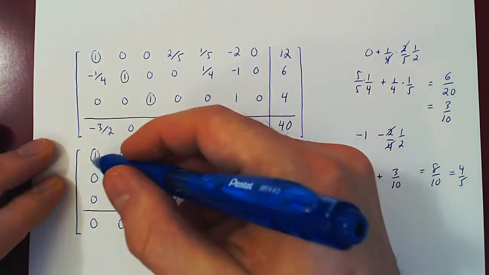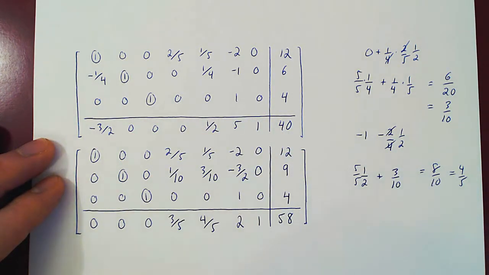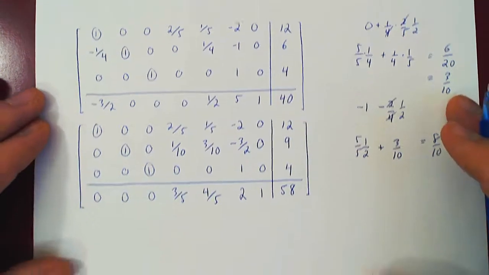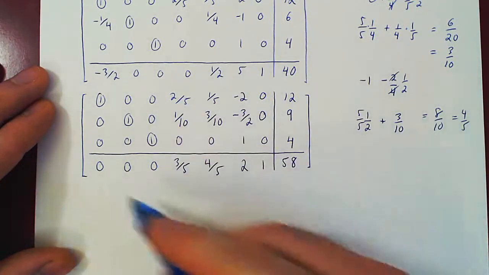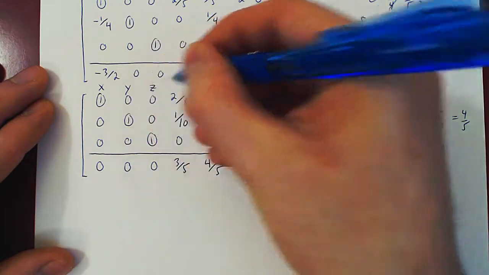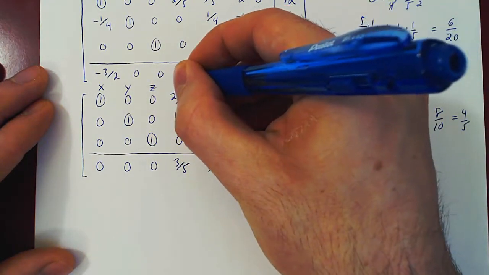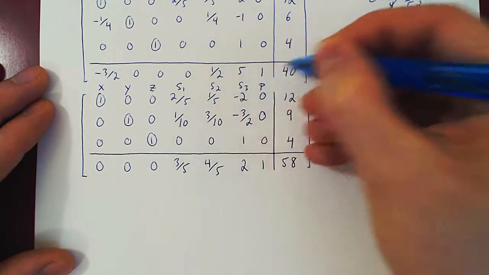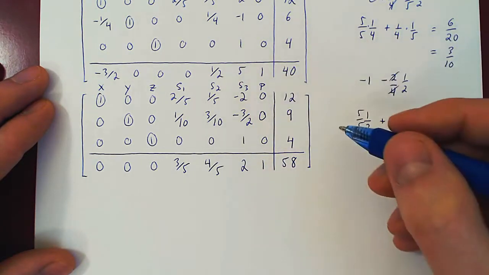This completes our third step in the simplex method, and if you now look at the bottom row, all of the entries are non-negative, which means that we have attained our largest possible value for the objective function p. Let's write our conclusion from our final simplex matrix. Recall that the variables were x, y, z. The slack variables were s1, s2, s3, with the objective function p.